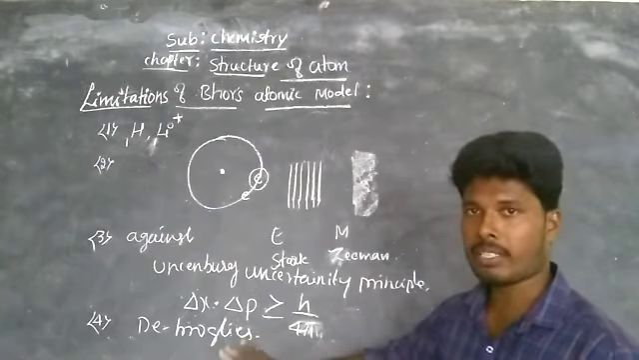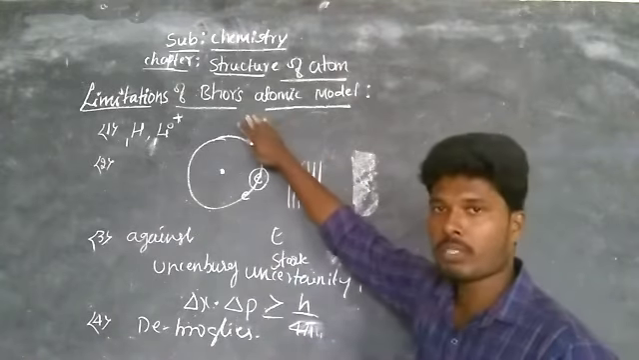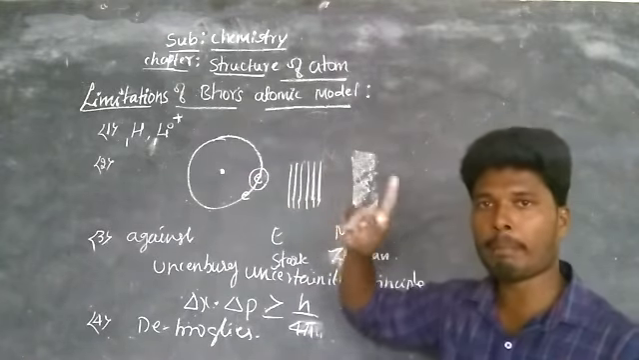Who? The scientist de Broglie. But Bohr says that the electrons have only particle nature.